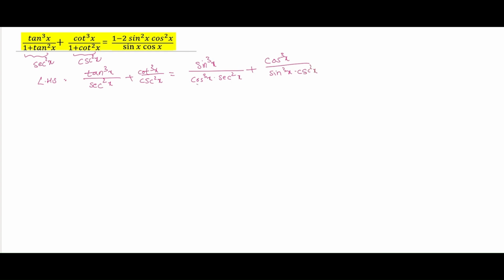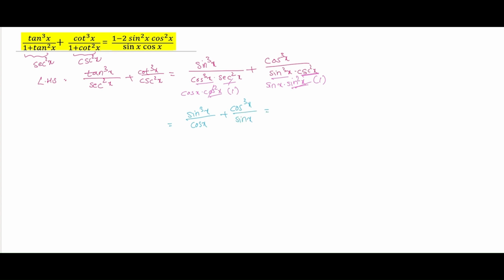Now in the denominator here cos cube x is nothing but cos x into cos square x. Now cos into secant is 1 because they are reciprocal. In the same way here sine cube is like sine x into sine square x, and sine square x into cosecant square x is again 1. So these two will make 1 and here again these two will make 1. This will become now sine cube x upon cos x plus cos cube x upon sine x.